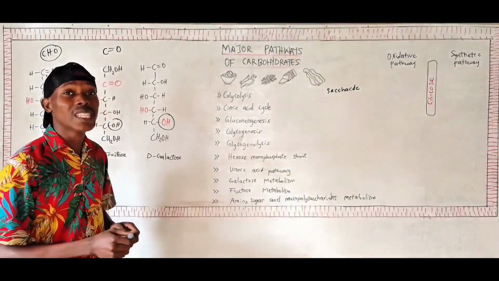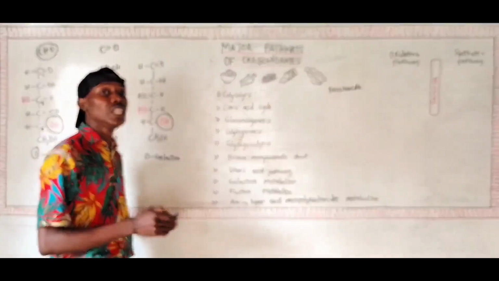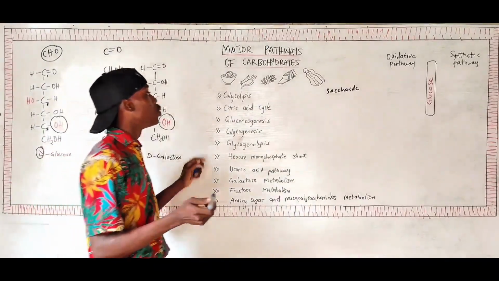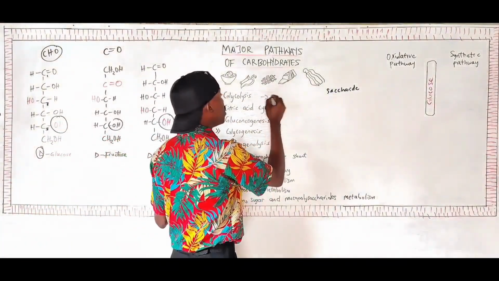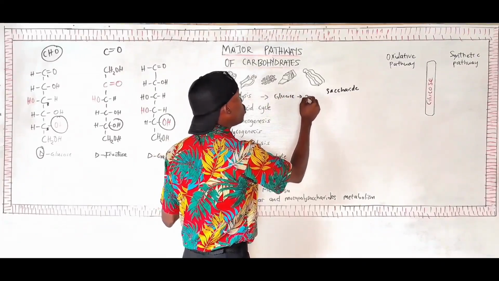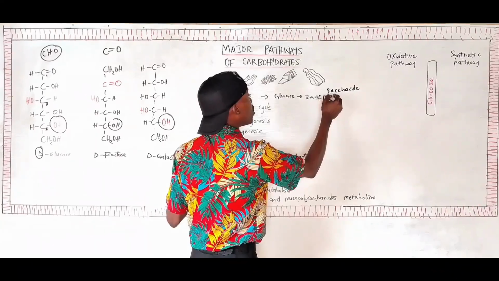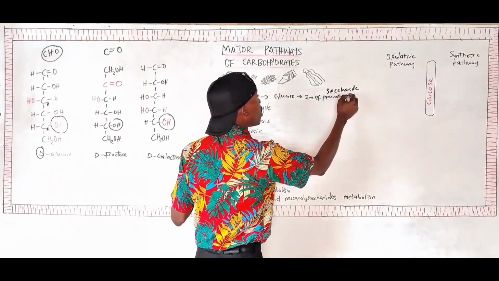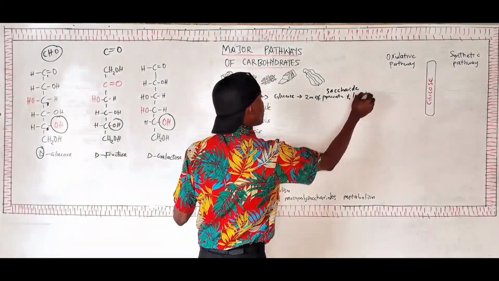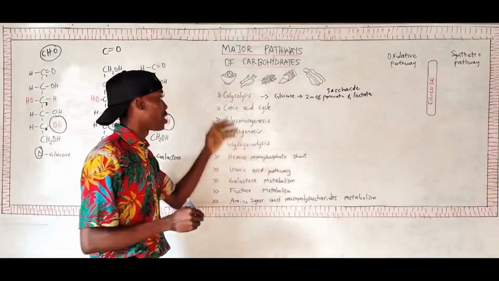The first one is glycolysis. Glycolysis is a pathway that involves the oxidation of glucose into 2 moles of pyruvate and 2 moles of lactate. So it converts glucose to 2 moles of pyruvate and 2 moles of lactate. Hope you understand that.